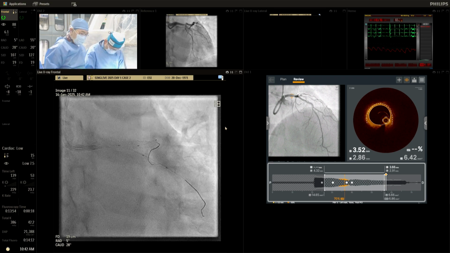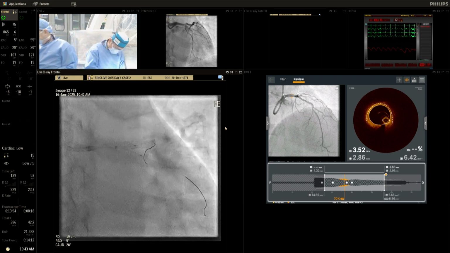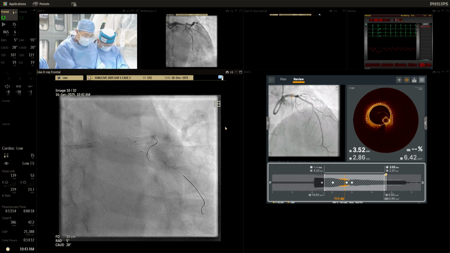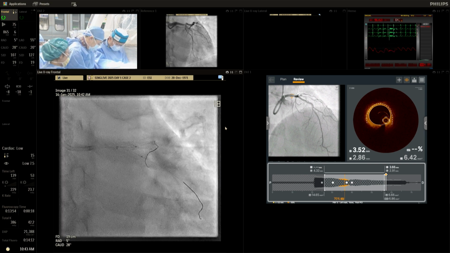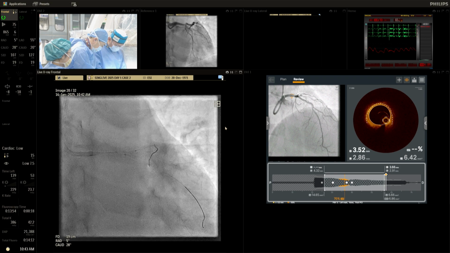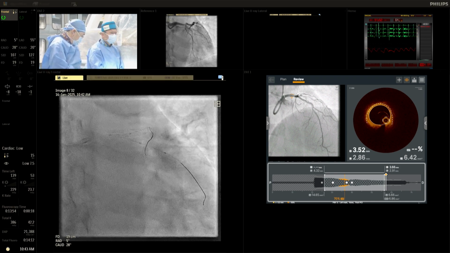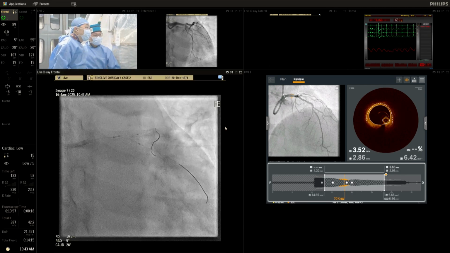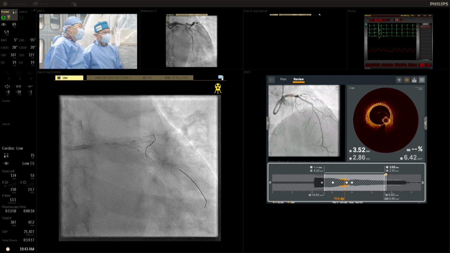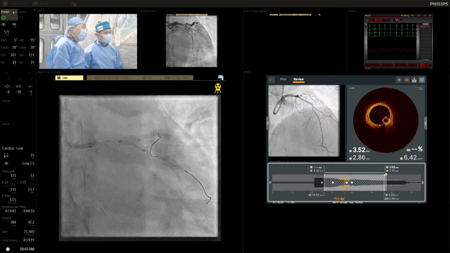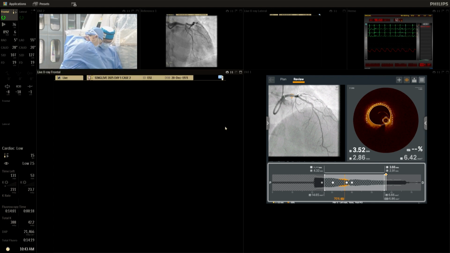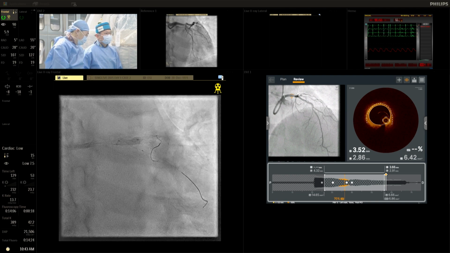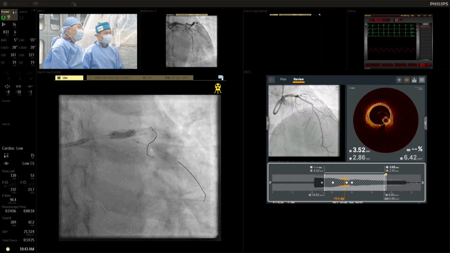More. That's good. Ready? Set. 12, 14, 16, 18, 20.